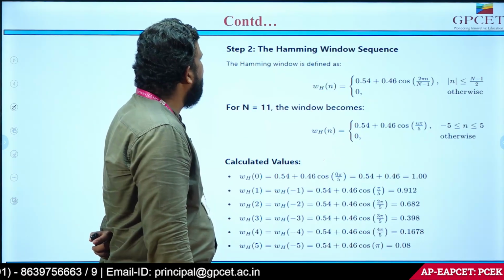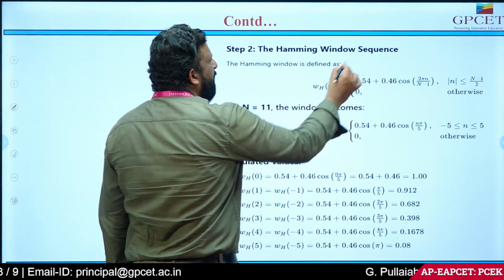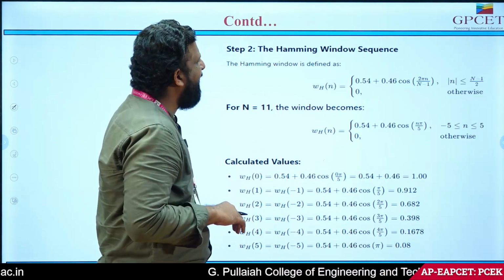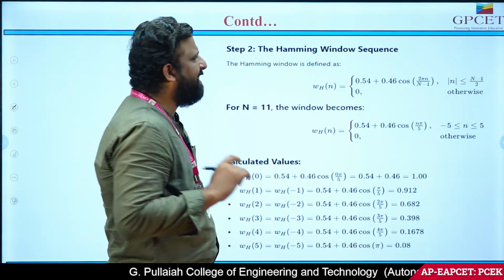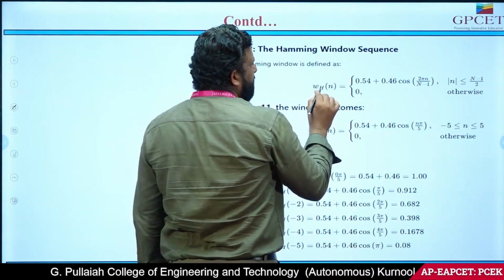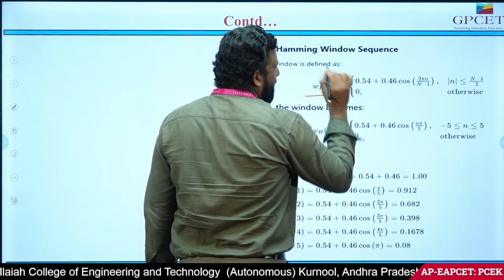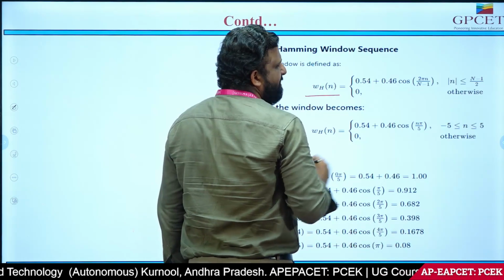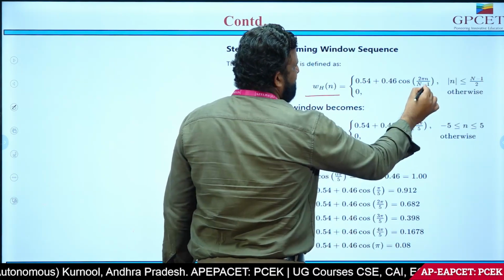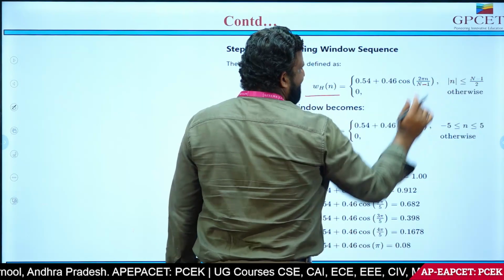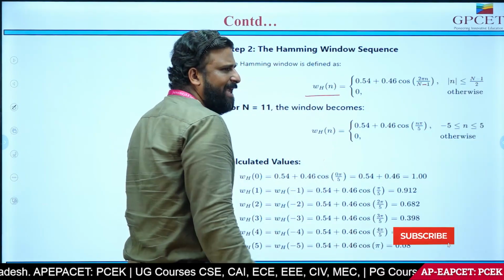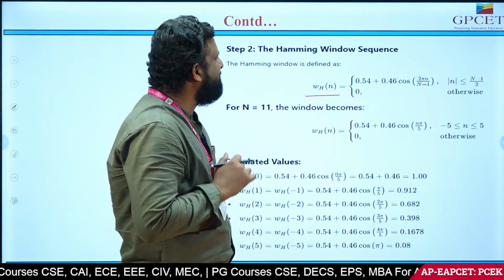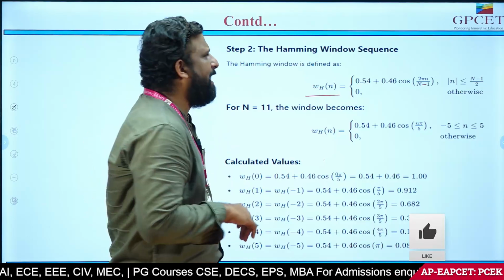The second step is to find the value of the windowing technique. Now, he asked to design the high pass filter by using the Hamming window. In the last lecture, we studied the Hamming window. The condition for the Hamming window is w(n) equal to 0.54 plus 0.46 cos(2πn/(N minus 1)), when mod n is less than or equal to (N minus 1)/2, otherwise the value is equal to 0. So this is the condition related to the Hamming window, and by using this Hamming window sequence we are going to design the high pass filter.